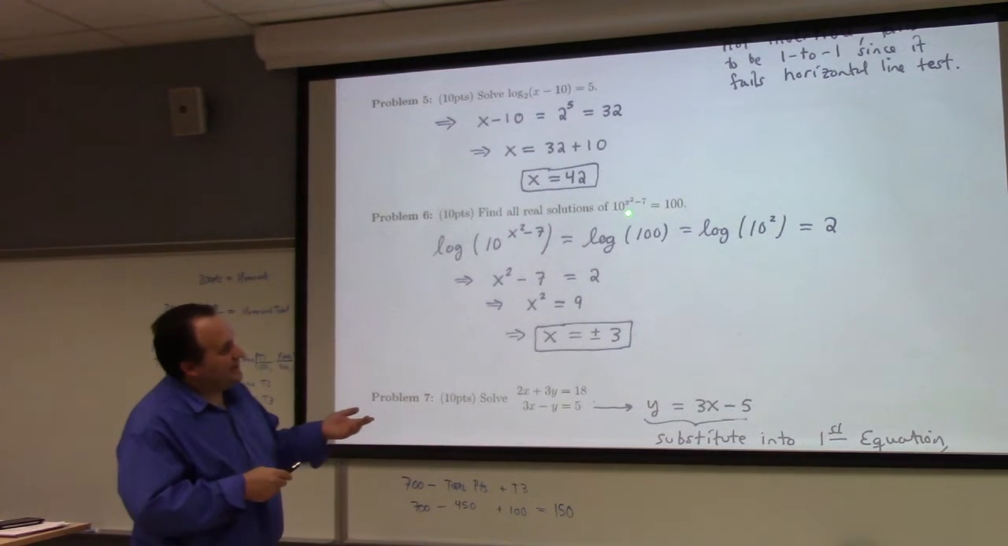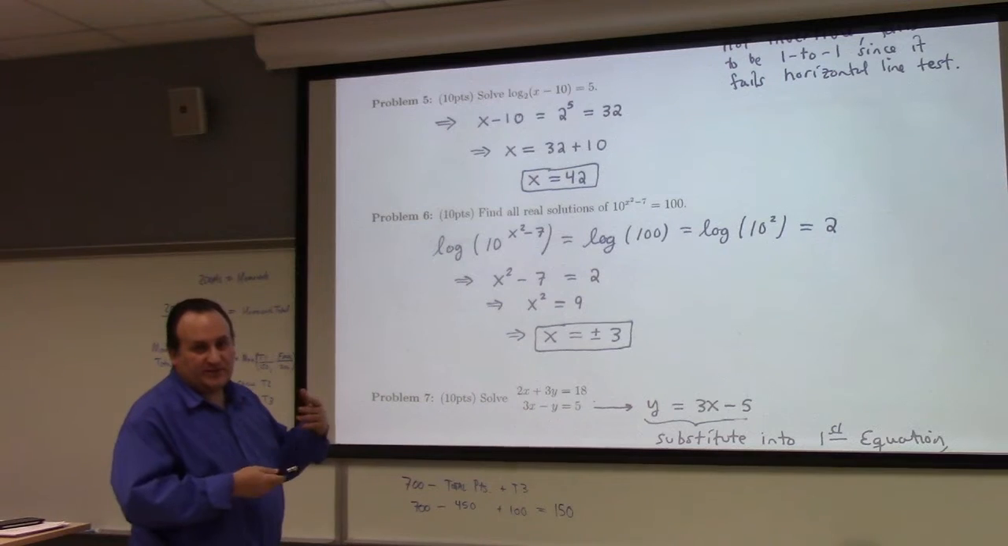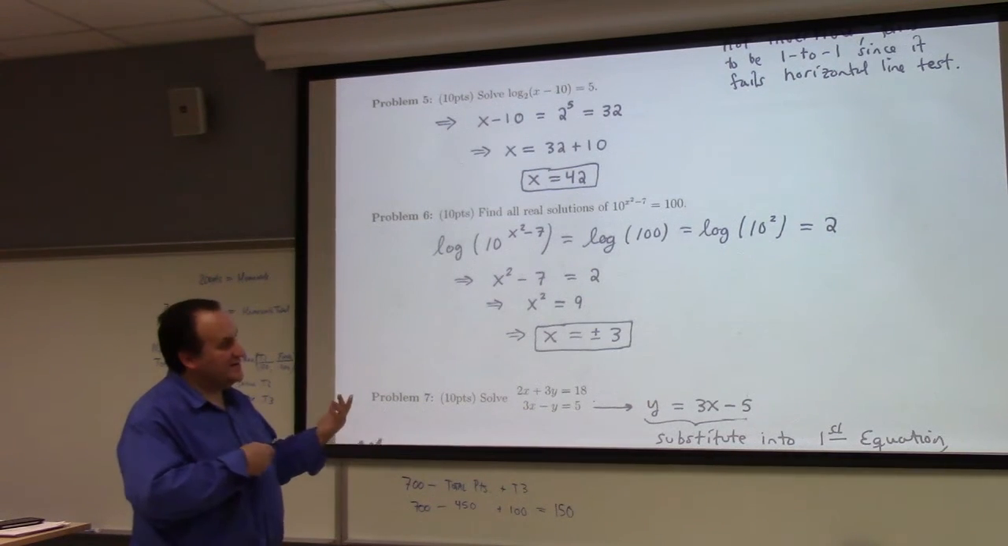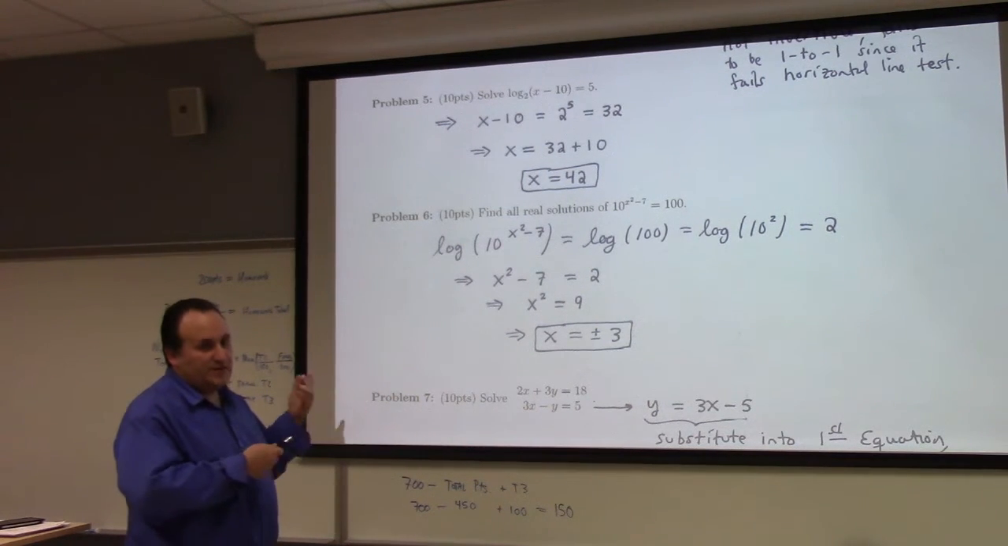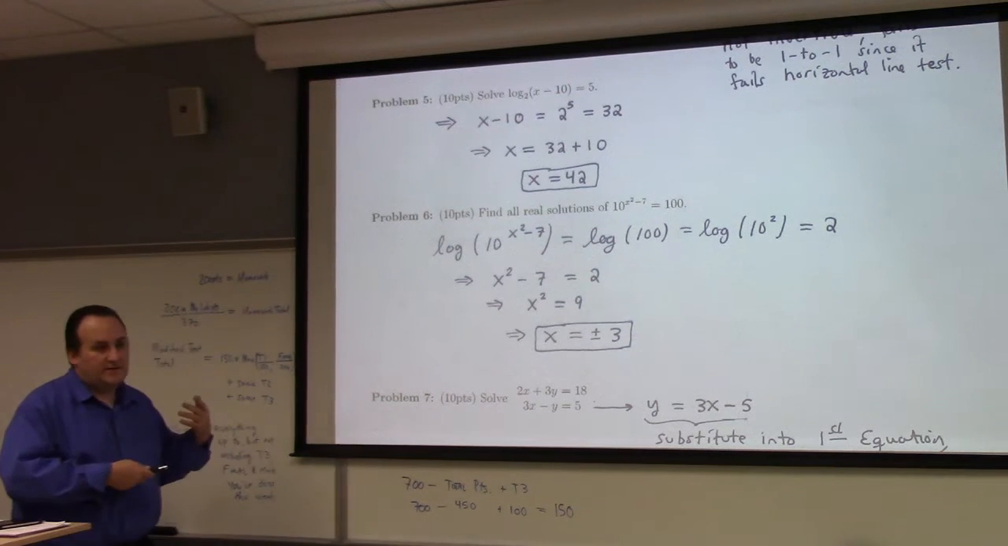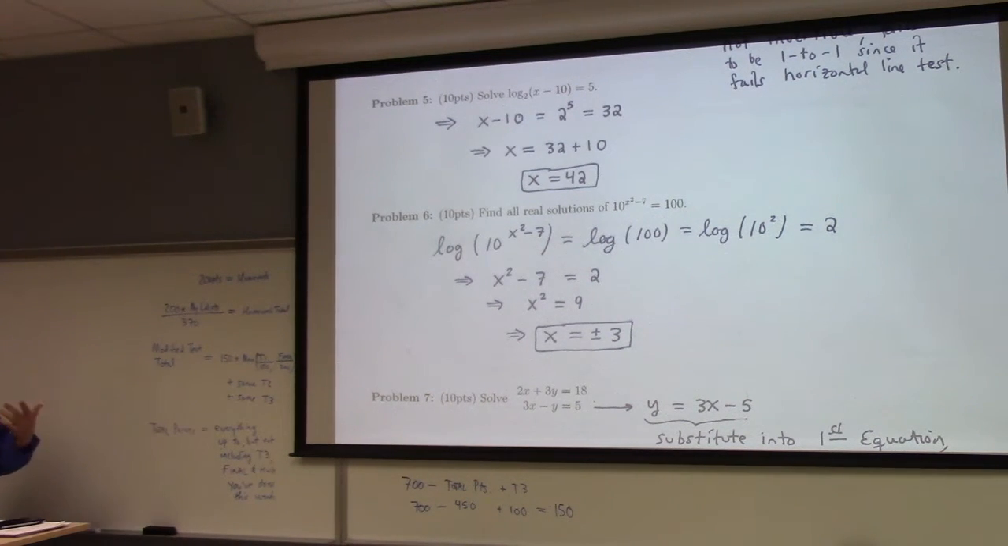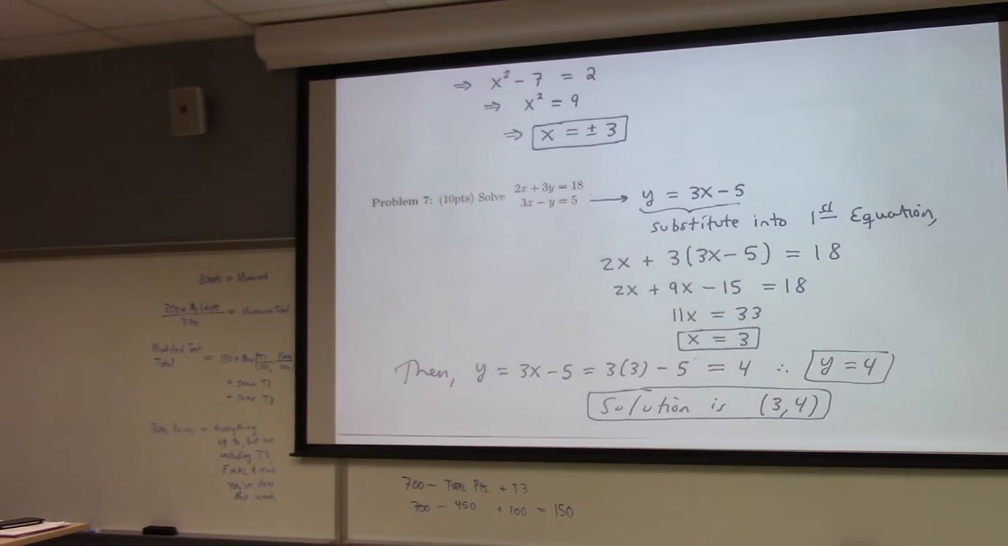Like if you plug minus 3 back up into here, you get minus 3 squared, which is 9. 9 minus 7 is 2. 10 to the 2 is 100. It works. Plus and minus 3 are both solutions here. Just because it's negative doesn't mean it's necessarily extraneous. Now that will happen later, that the negative solution is extraneous, but not here.